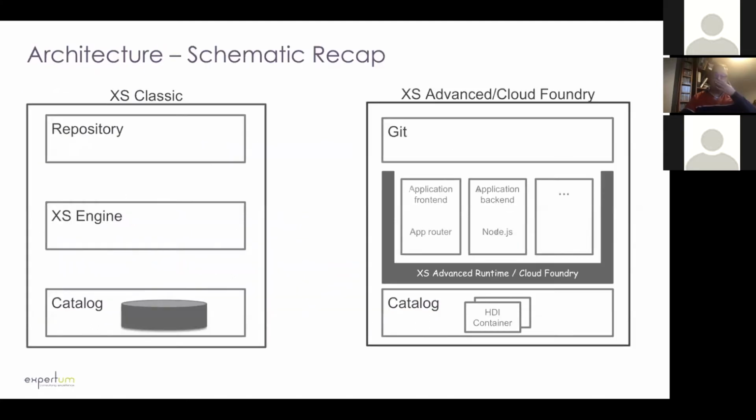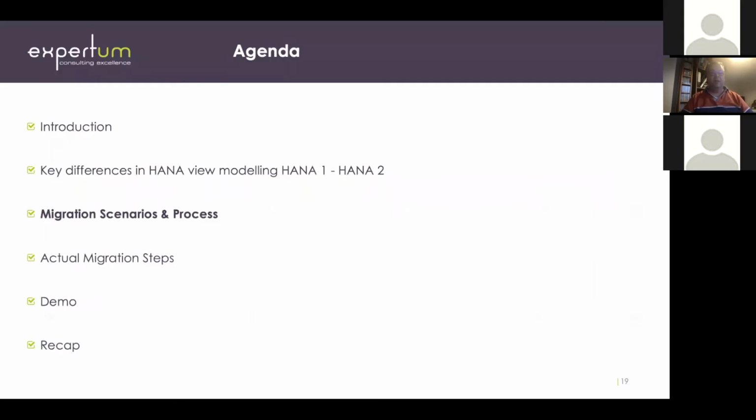So to recap schematically, on the left side, we're using the catalog where the standard schemas are. We have a repository on top. The XS engine is for us less important, but it's still there. And on the right side, we have the catalog where the HDI containers reside. And instead of the repository, we're using Git. And in between, there are other containers for applications and stuff like that. So that's the key differences in HANA View Modeling 1 and 2.